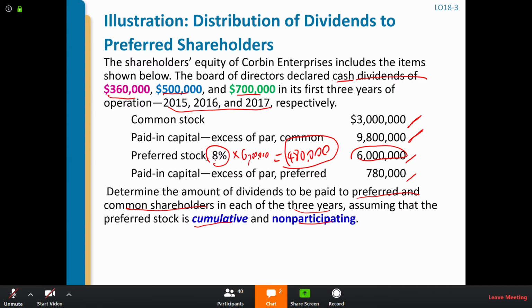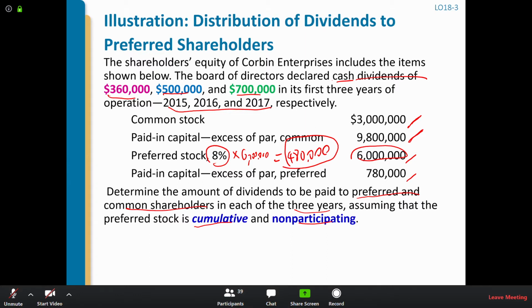So we're supposed to pay 480,000 to preferred stock, and remember, preferred stock has priority to receive dividends, right? So they need to receive dividends first. Then whatever is left will be paid to the common stockholders. Okay, so now let's look at those one by one.